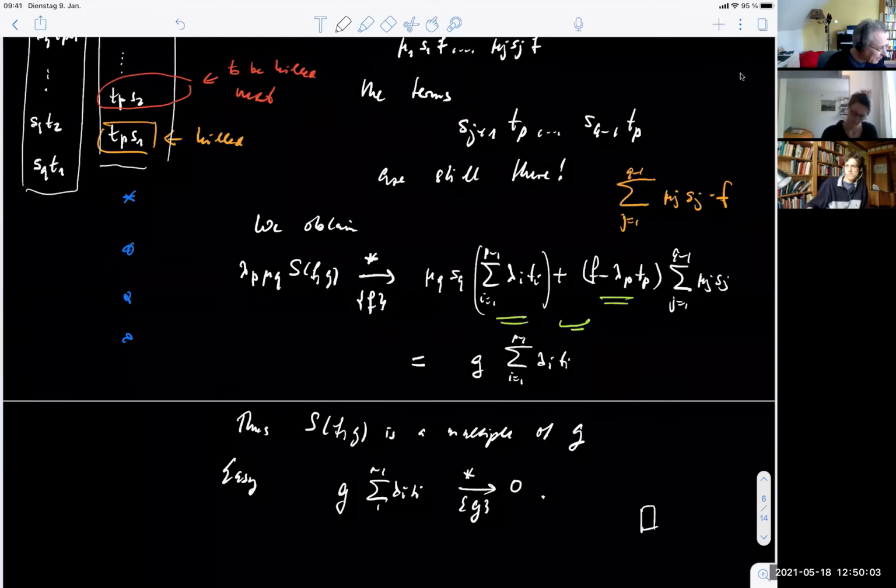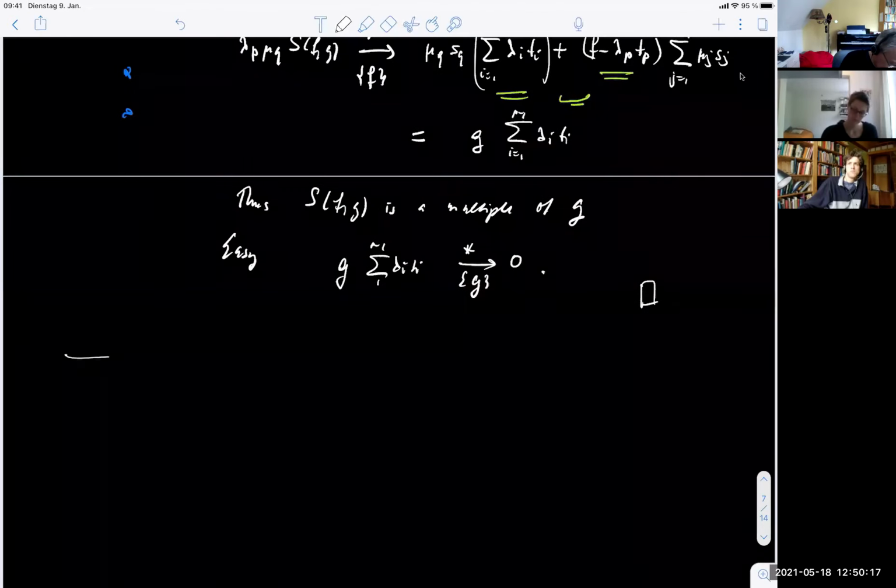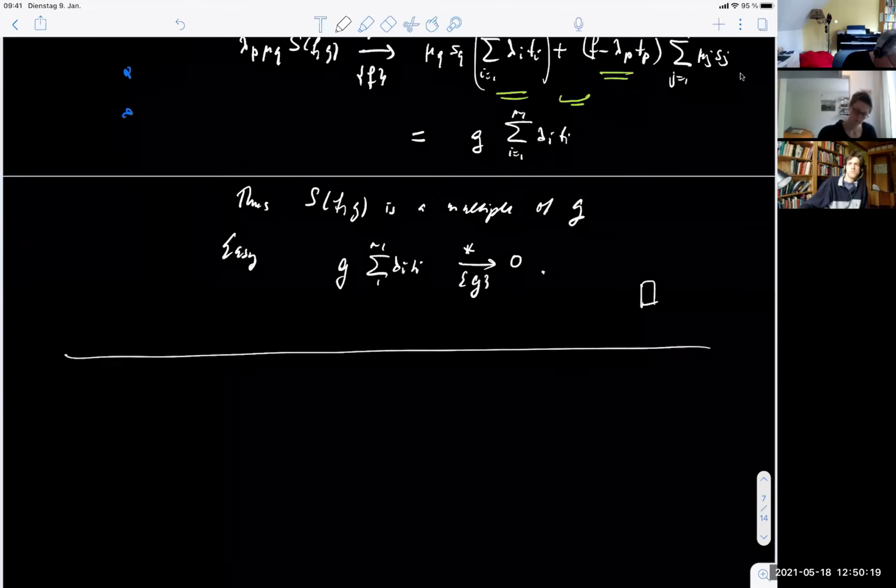So this was all a little bit tricky. Now let's have some examples and some applications. Now it will be easier. So this was the hard part. So let's see what we can do with it. Let me give some examples.